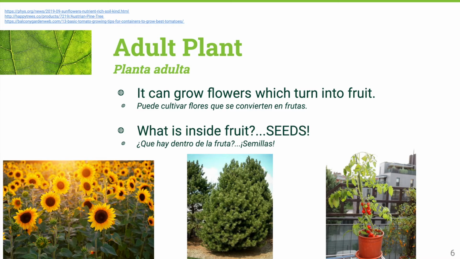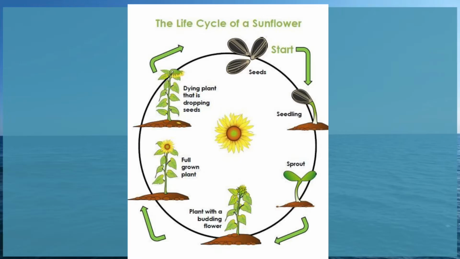Finally, we have the adult plant, and there's tons of different kinds of plants, but here we have a sunflower, a pine tree, and a tomato plant. Adult plants can grow flowers, which turn into fruit. And inside these fruit, or inside these flowers, what do we see? We see seeds. I think that means we have a full cycle.